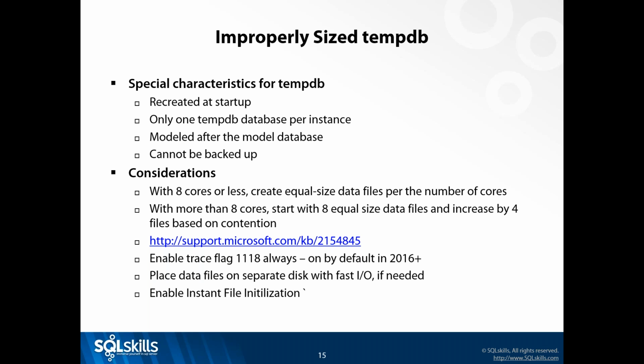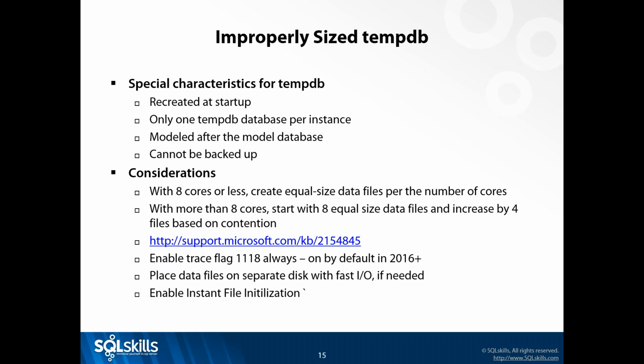So if you have 8 cores or less, use equal size data files per the number of cores. That's because TempDB uses the proportional fill method, so equal size so that they all get abused equally. With 8 or more cores, you want to start with 8 equal size data files and increase by 4 files based upon contention. There is a support article here for contention.